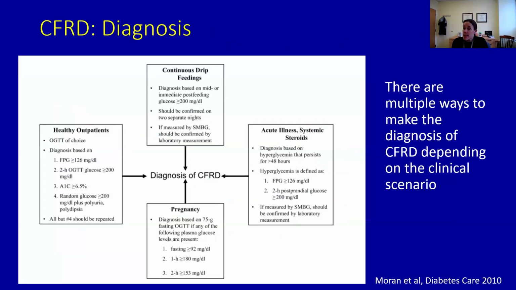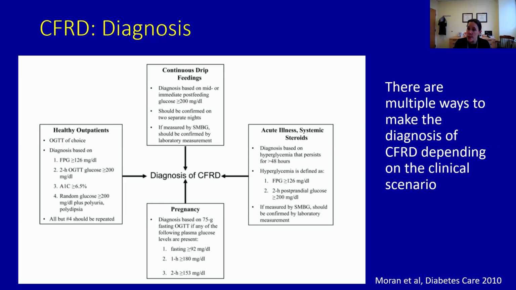And there are actually multiple ways to make the diagnosis of CFRD. For people who are healthy outpatients, we typically look at the oral glucose tolerance test. In this test, it's the typical criteria that we use for all forms of diabetes, with fasting more than 126 or a 2-hour more than 200. Also, if a patient has an A1C above 6.5, that's also diagnostic of diabetes. Or, just like with other diabetes populations, a random glucose above 200 with symptoms. And all of them should be repeated in order to make the diagnosis, except for that last one.